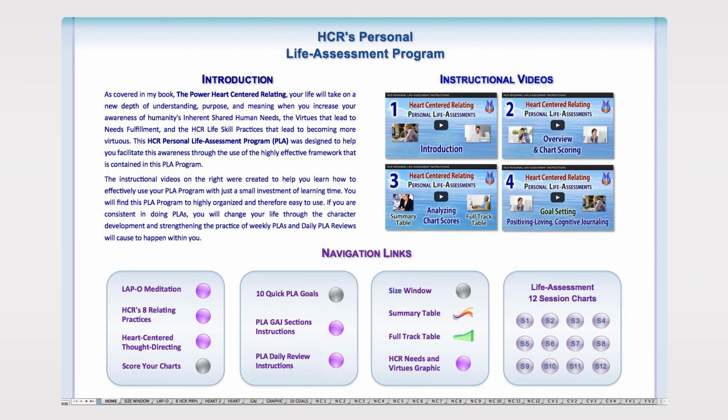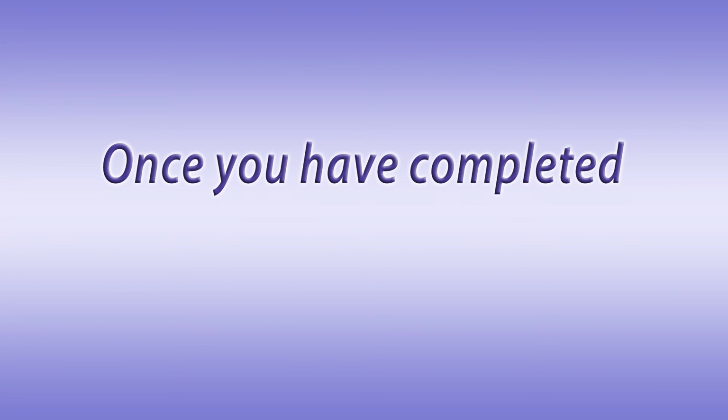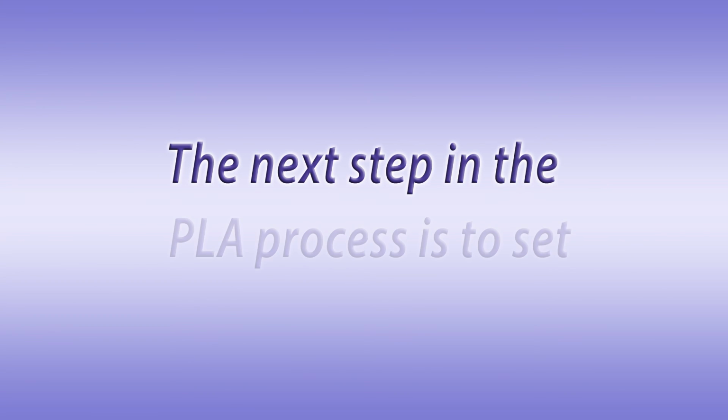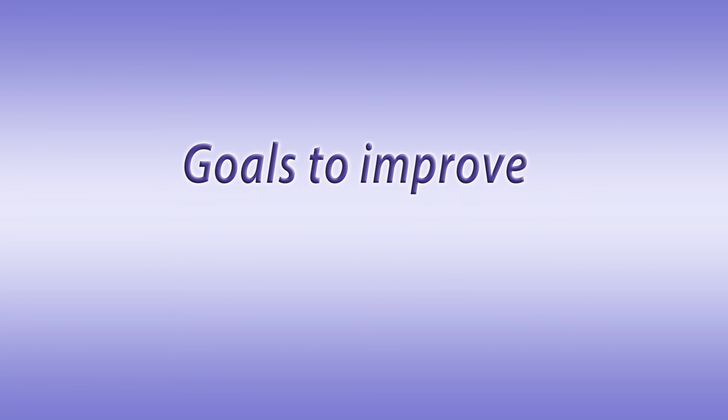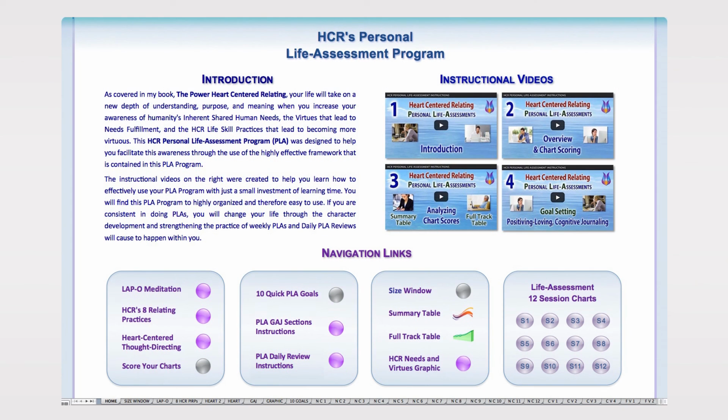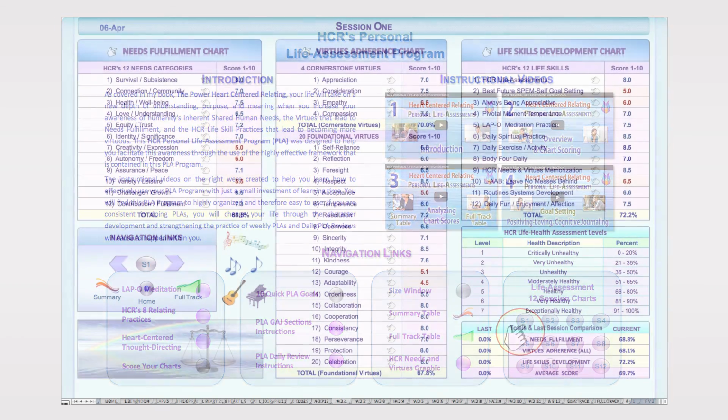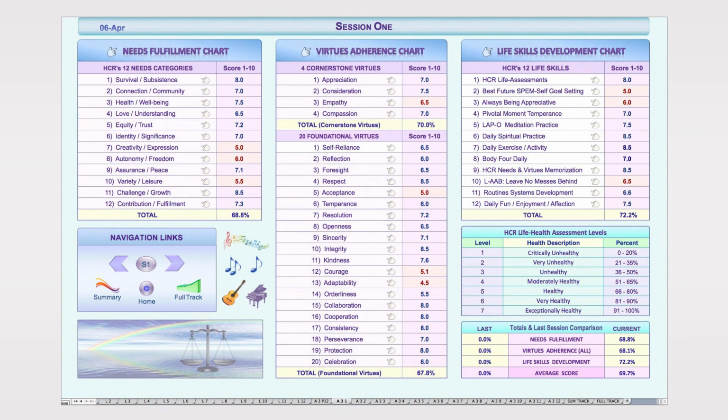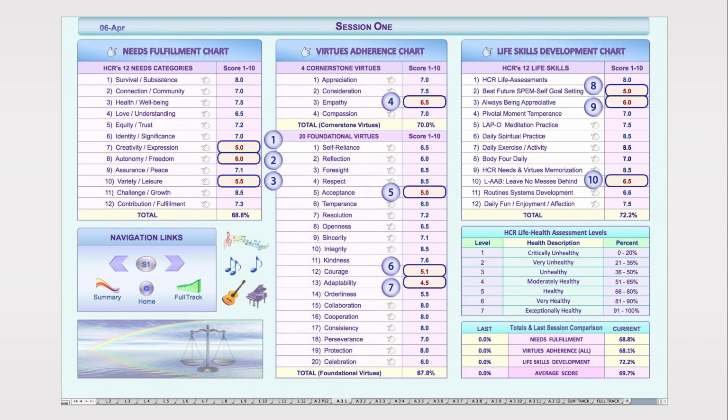The last topic I'm going to cover in this video is the goals, affirmations, and journaling sections, or GAJ sections, that are part of each description page. And I'm only doing a brief overview here, for this is the topic of the next instructional video. Once you've completed scoring, the next step in the PLA process is to set goals to improve your lowest scores. So you click whatever session you're on, in this case, Session 1. As previously explained, your 10 lowest scores are automatically highlighted.